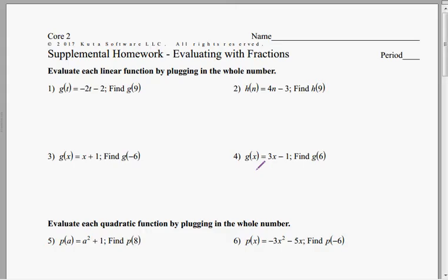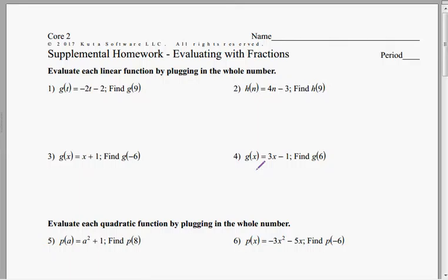Welcome to the Core 2 video for our supplemental homework evaluating with fractions. So, evaluating functions when we have fractions. We're going to start off with evaluating functions with whole numbers, get the idea of what evaluating means, and then we'll actually do the fractions.